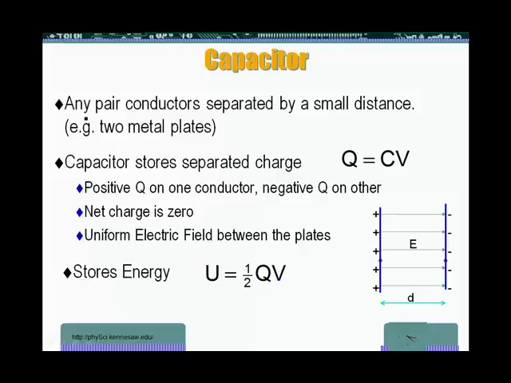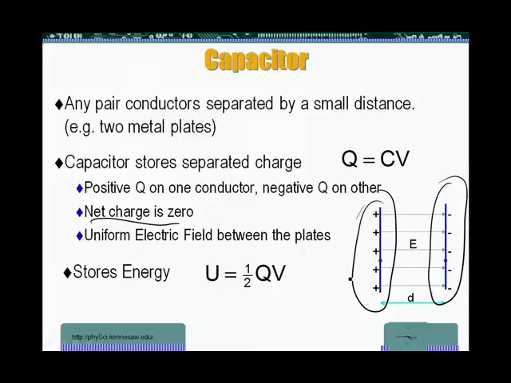What you have noticed, I hope, is that the capacitor stores separate charges. Positive charges in one end and negative charges in the other end. The net charge in a capacitor, the overall charge, is going to be zero. The amount of positive charge here is going to be equal to the amount of negative charge there, such that the overall charge is zero. So we have positive in one end, negative in the other, with a net charge of zero.